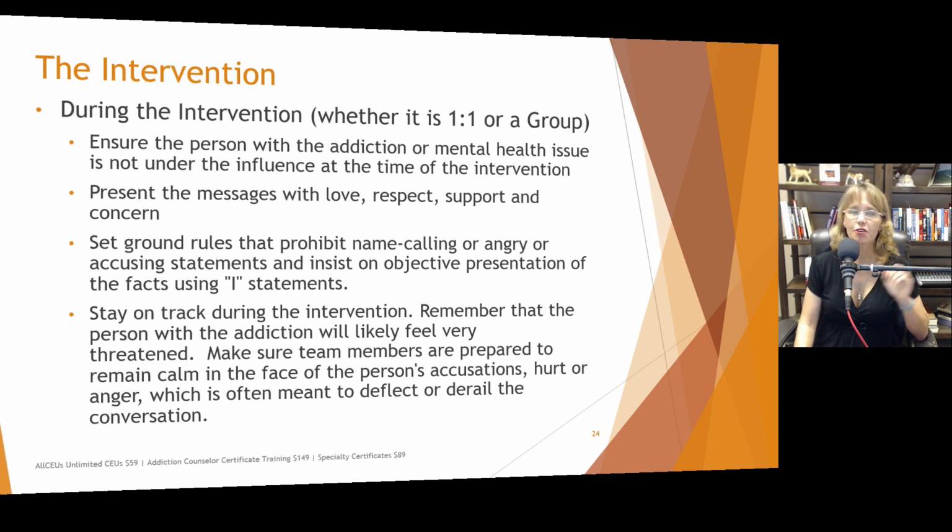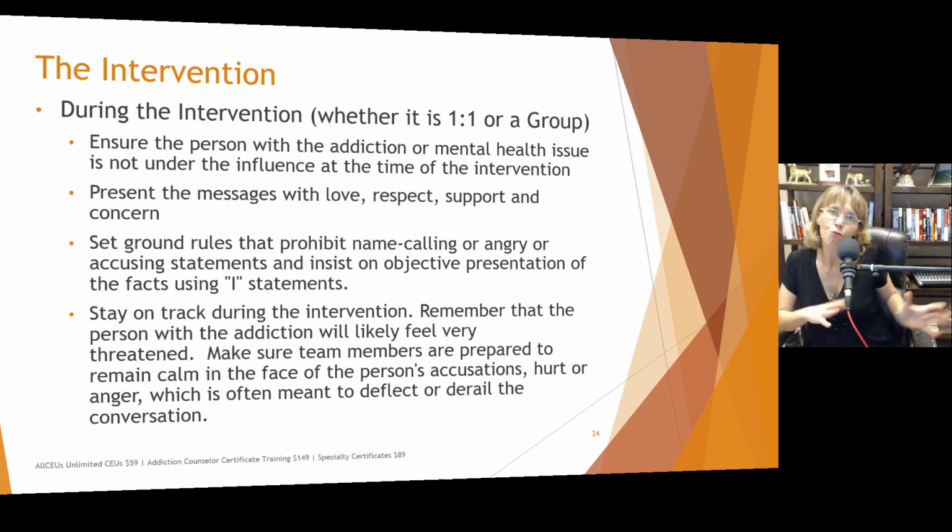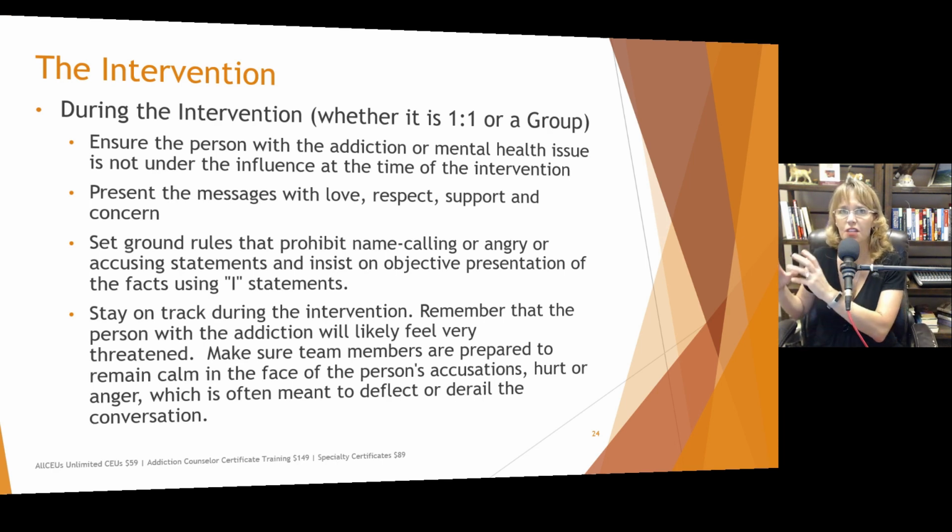During the intervention, whether it's one-on-one or in a group, ensure the person, the identified patient, is not under the influence of drugs or alcohol at the time. Present the message with love, respect, support, and concern. It's going to be important to keep that anger under control. It's going to be important, hopefully, to have dealt with some of that anger and resentment and be more on the side of compassion and empathy.